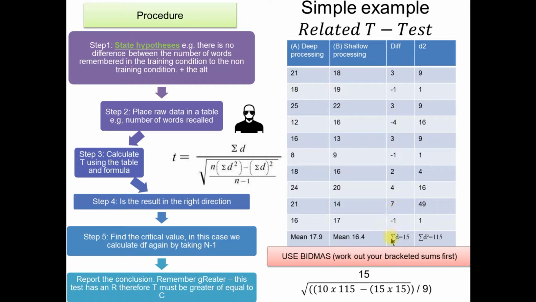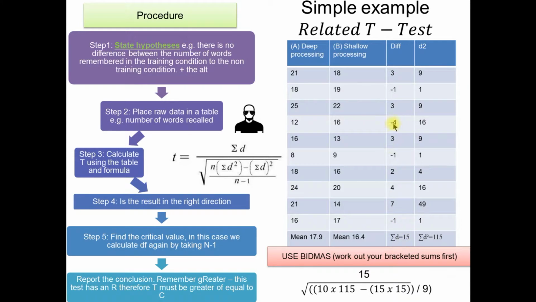And then sum this column to just add them all up. Sorry, you don't ignore the signs. So add them all up, include the signs, and you'll produce 15. So 3 minus 1 is 2, plus 3 is 5, minus 4 is 1, plus 3 is 4, minus 1 is 3, plus 2 is 5, plus 4 is 9, plus 7 is 16, minus 1 is 15.